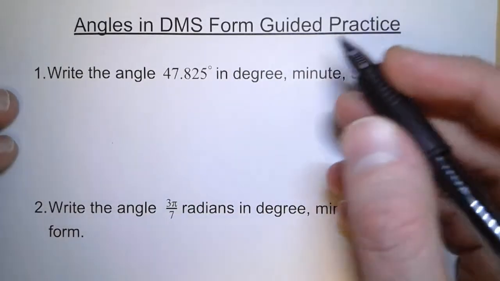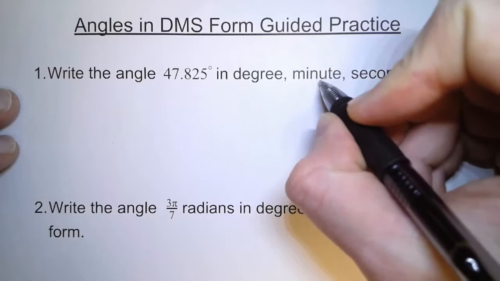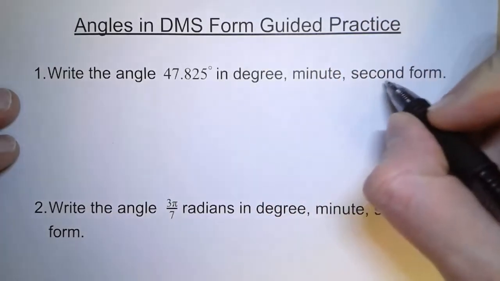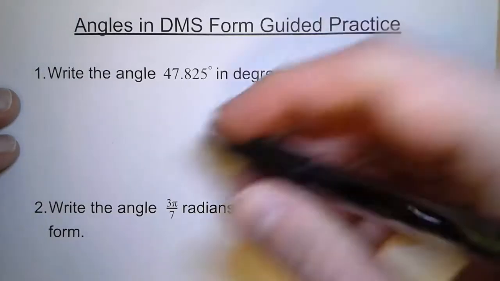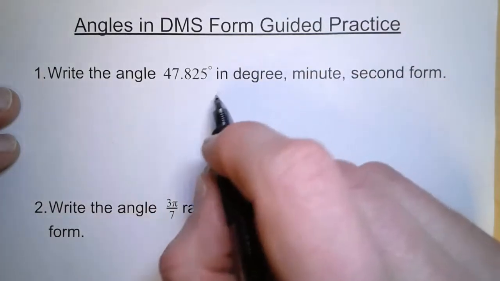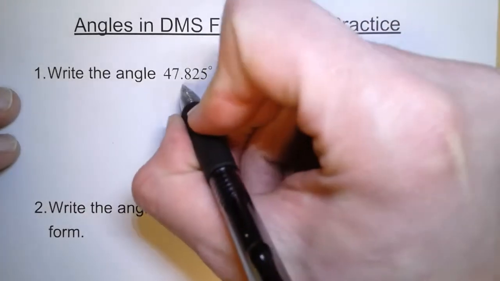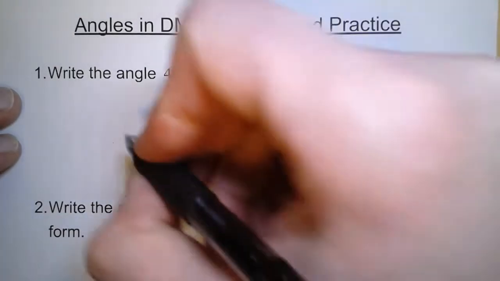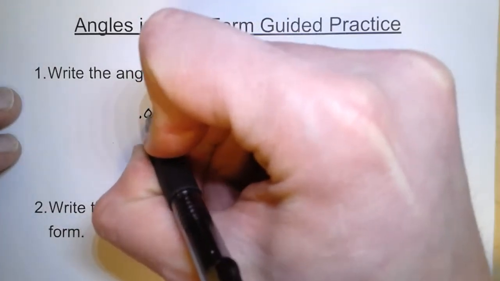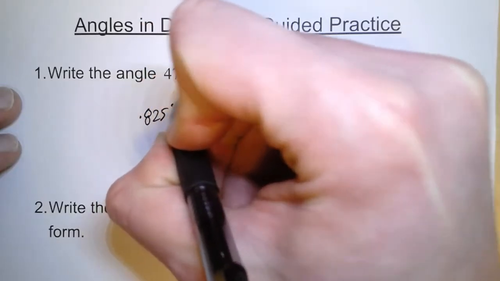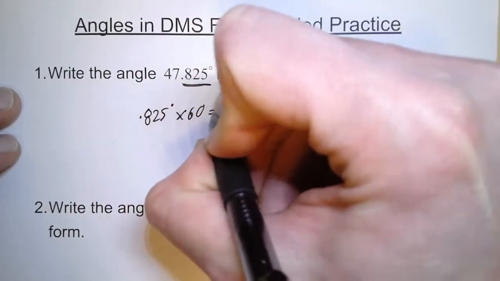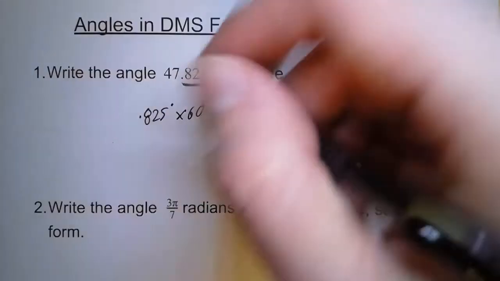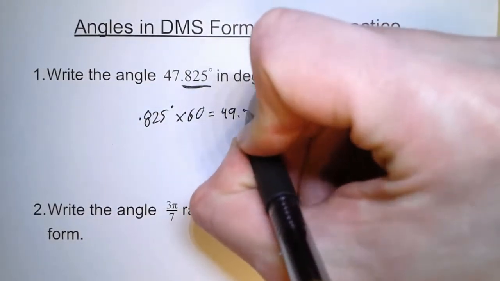And so the way it works is, the number of minutes is 1/60th of a degree, and the number of seconds is just 1/60th of a minute. So if we want to write this in degrees, minutes, and seconds, what we do is we look at the part of a degree, so 0.825. So we take 0.825 degrees, and we multiply that by 60. And what that's going to do is give us the number of minutes. And so we get 49.5.